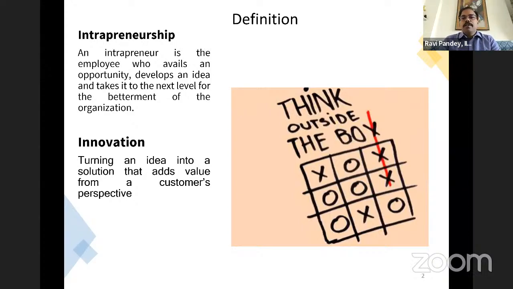Then comes innovation. We have often heard a lot about innovation, turning an idea into a solution that adds value from a customer's perspective. So are we selling something? We as faculty members, are we selling something in the market? The answer is no. But what are we doing? We are teaching the students who are going to join industry partners. Maybe they are going to do an MBA or a PhD. Further, they may become faculty members. They may join corporates or government services. Administration shall always be a part of the job, whatever domain you join.